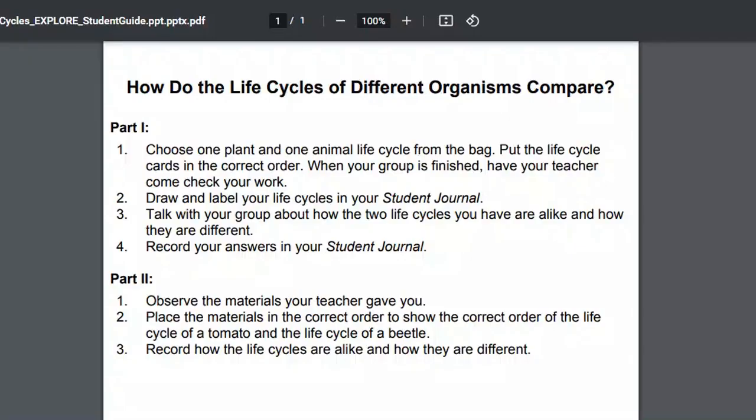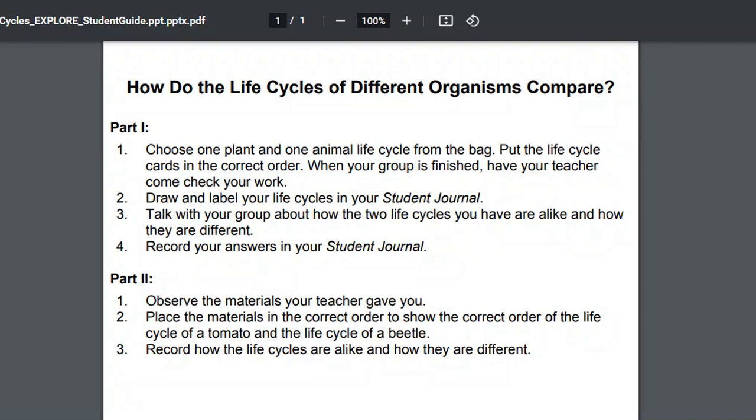Compare. In our first part, you're going to choose one plant and one animal life cycle from a bag. Then you're going to put the life cycle cards in the correct order. And when your group is finished, your teacher will come over and check. Then it's your time to draw and label your life cycles in your student journals. You're going to talk to your group about how the 2 life cycles you have are alike and how they are different, and then you'll record your thoughts in your student journal.